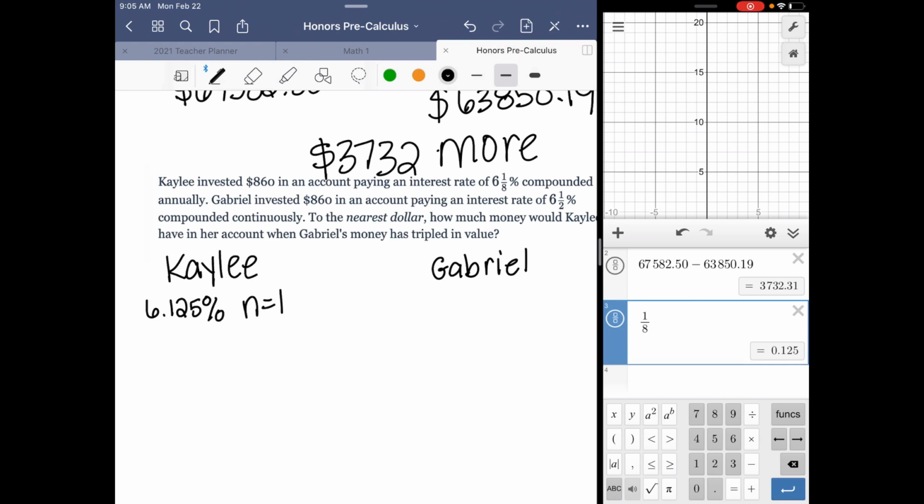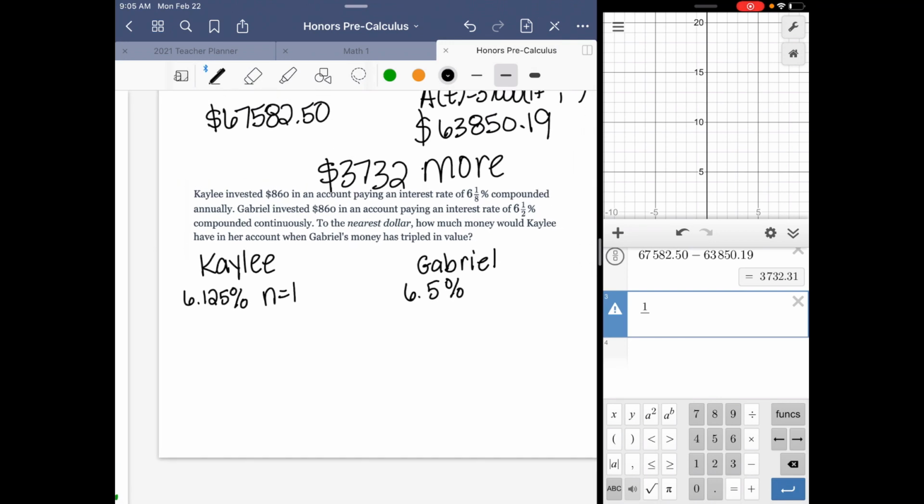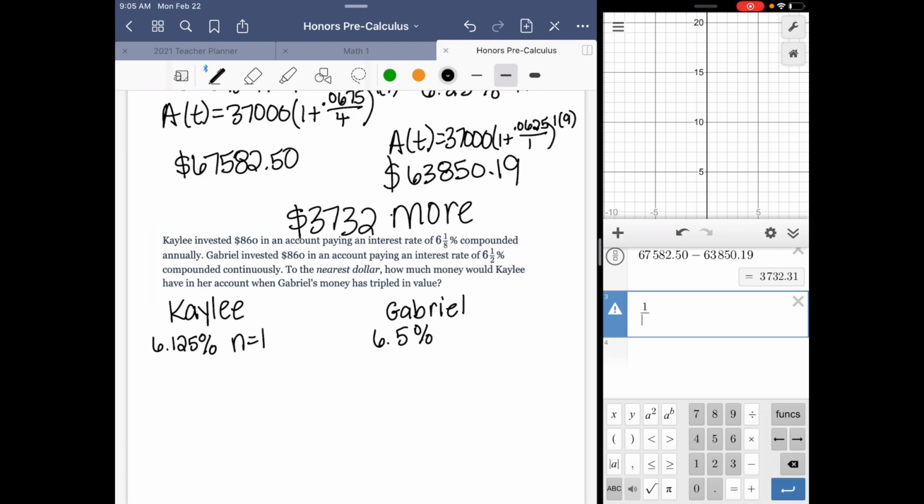Gabriel, he's 6.5%, but he's compounded continuously. So we're going to be using a different formula here. We're going to be using our continuous formula. How much more money would Kaylee have in her account than Gabriel's money if Gabriel's money has tripled in value? So we're going to actually have to use Gabriel's information in order to figure out Kaylee.